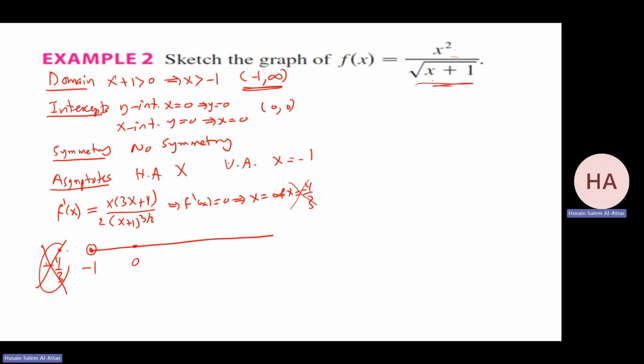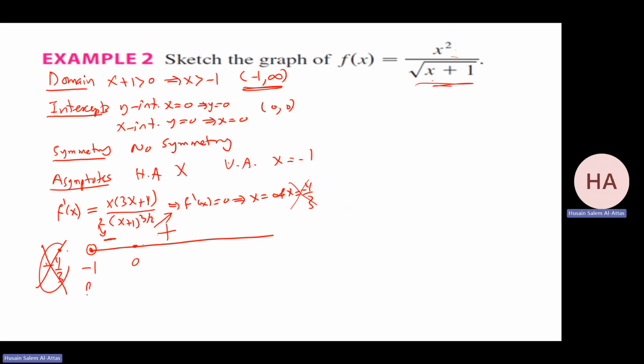So between minus 1 and 0, take a value, minus half. That gives me negative. Here it will be positive, because of the square root, that will be positive for sure. If you put minus half, it will be minus 3 over 2 plus 4, positive times negative, so that will be negative. Take a value more than 0, 1: positive, positive, that will be positive. So it's decreasing, then increasing.